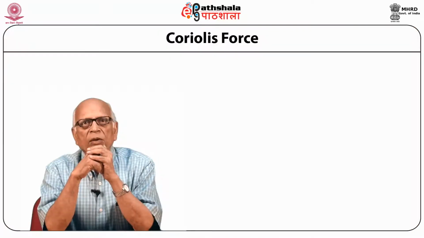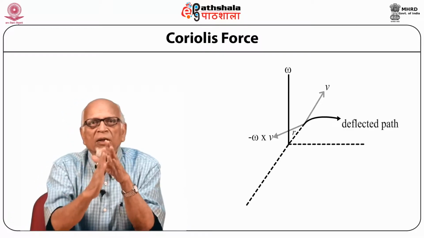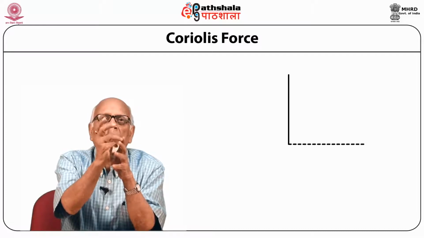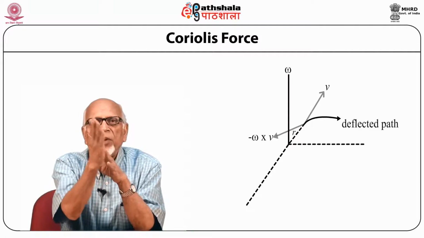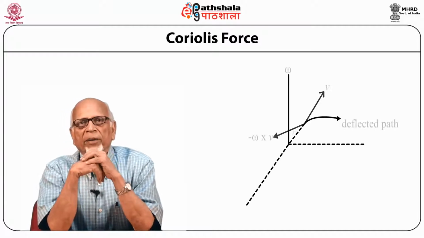So, Coriolis force may be weak, but it has an important consequence. On Earth, it acts to change the direction of a moving body to the right in the northern hemisphere and to the left in the southern hemisphere, as we have illustrated in this diagram, where omega is along the direction of the axis about which Earth is rotating. V is the velocity of the particle, then the Coriolis force acts as shown in the diagram.